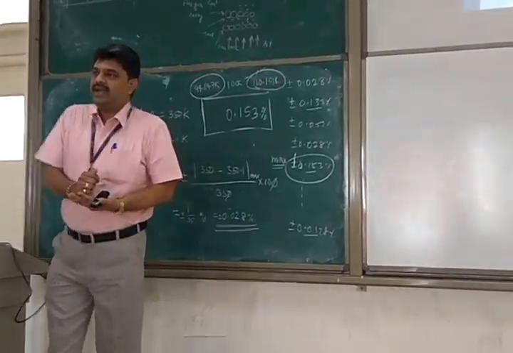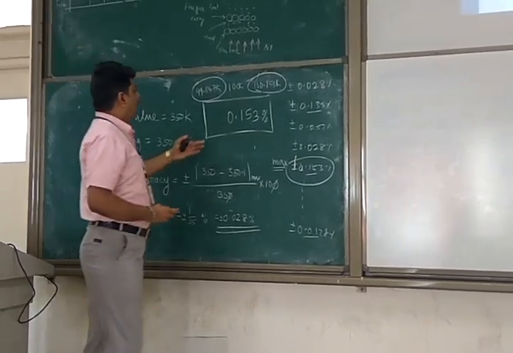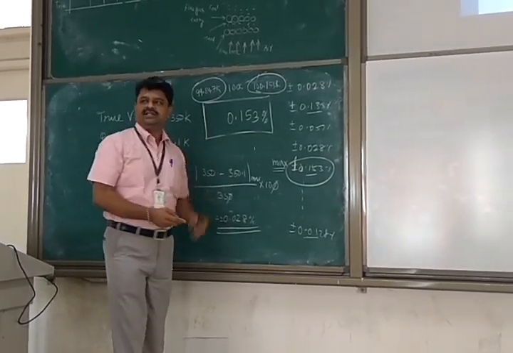Yesterday we also gave another interpretation of accuracy, isn't it? Right now, suppose I have not given the plus or minus sign. What does that mean?